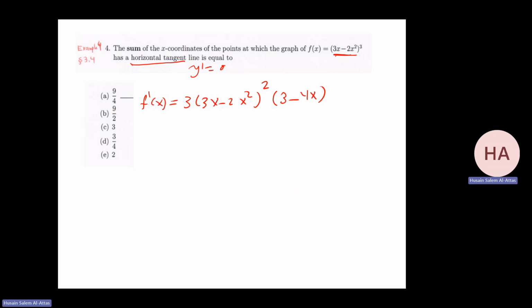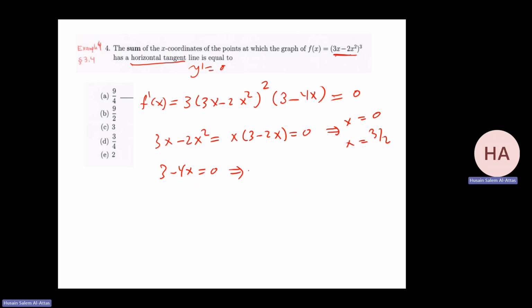3, all of this squared, times 3 minus 4x, that should be equal to 0. So I have 3x minus 2x squared, which is x times (3 minus 2x), that should be equal to 0. So I have x equals 0, x equals 3 over 2. And also 3 minus 4x equals 0, so I have x equals 3 over 4. So the sum would be 0 plus 3 over 2 plus 3 over 4. That would be 9 over 4, because this is 6 over 4.